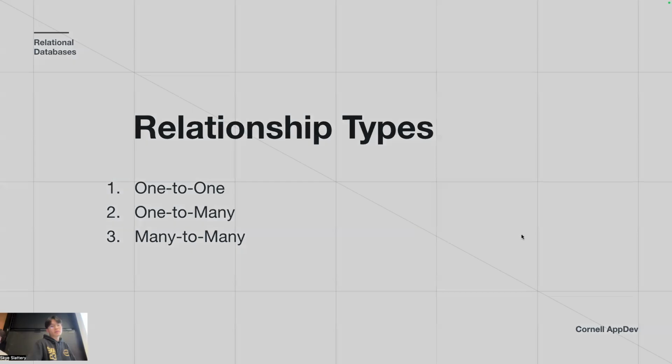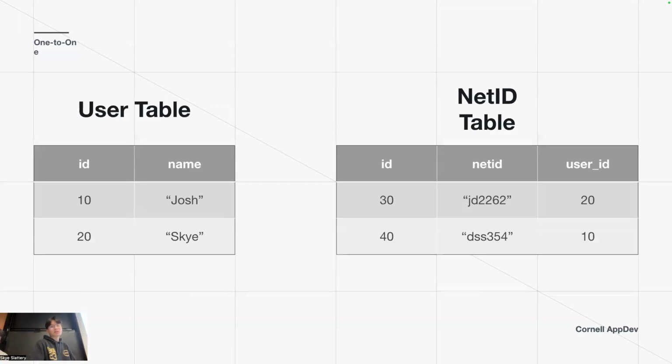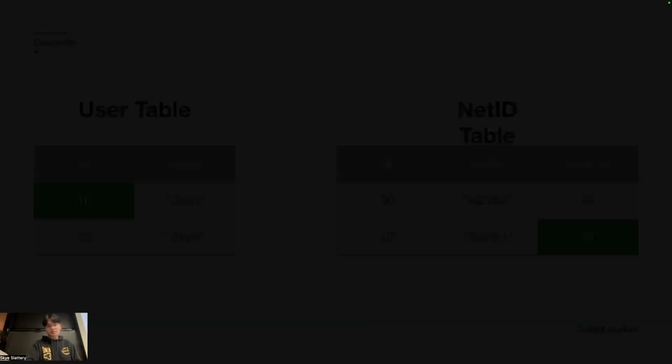A better example of one-to-one was the net ID one, which is this one. But yeah, like you said, you could put net ID in the user table. That would make sense as well. Does that answer your question? Good. Any other questions? Nope. All right.